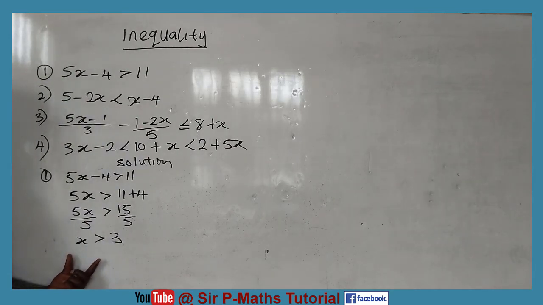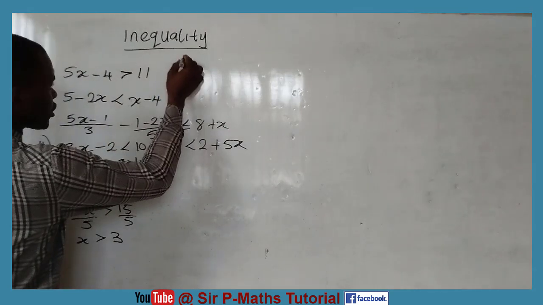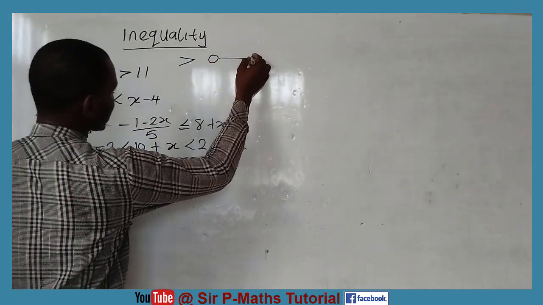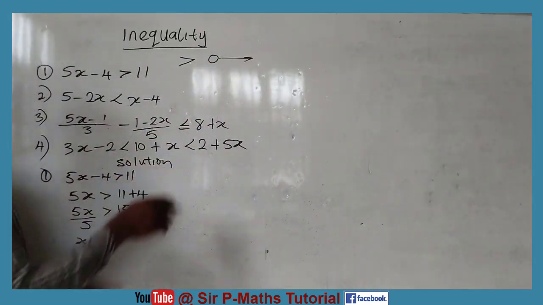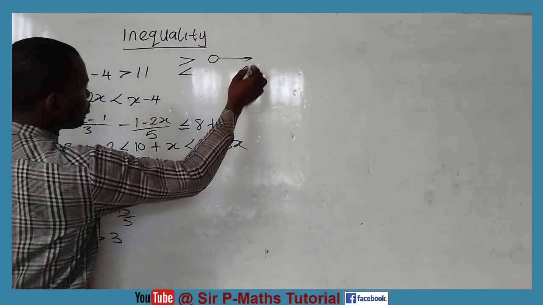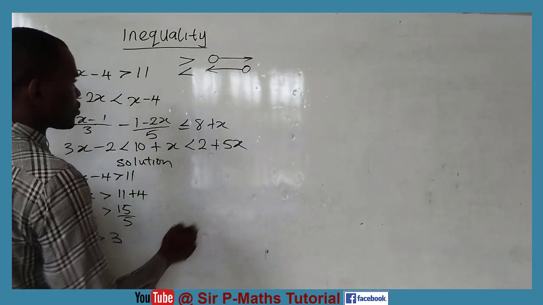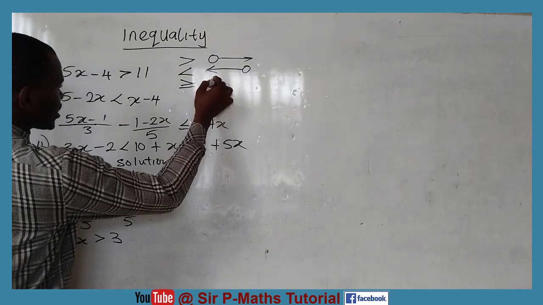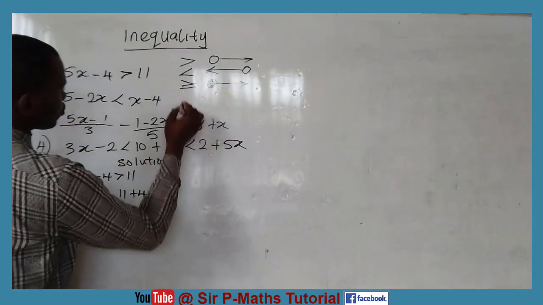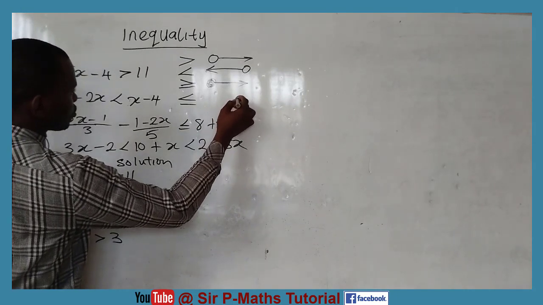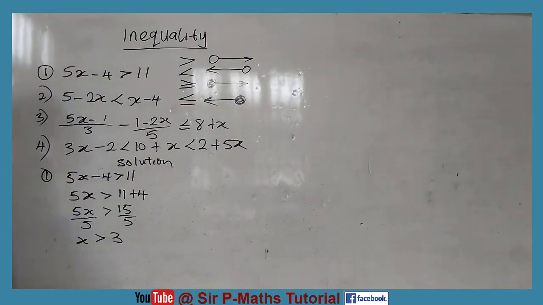Before we draw this information on the number line system, take note, when we have greater than, we use an open circle and an arrow pointing towards the right. For a less than, we use the same open circle with the arrow pointing the other way. For greater than or equal to, we use a shaded circle pointing up. Less than or equal to, we use a shaded circle pointing down. Let us represent this information on the number line.